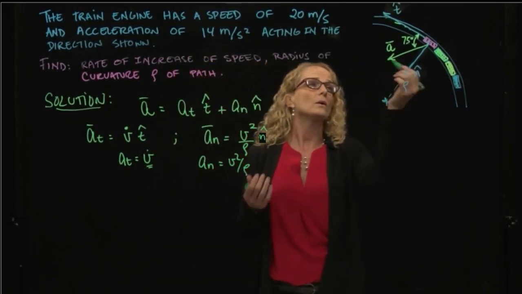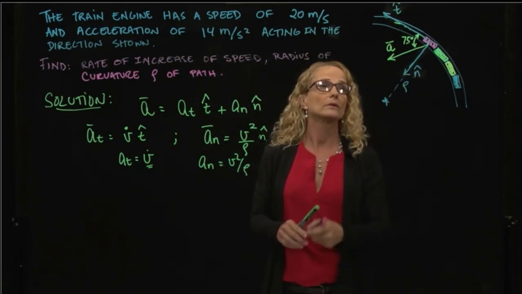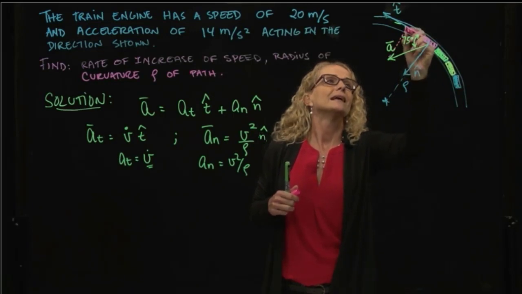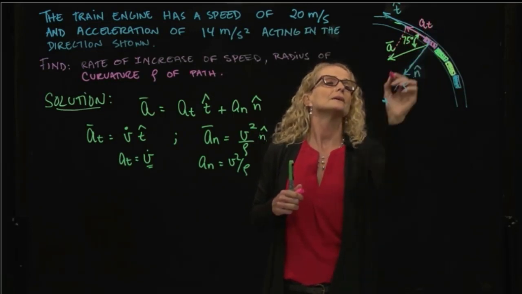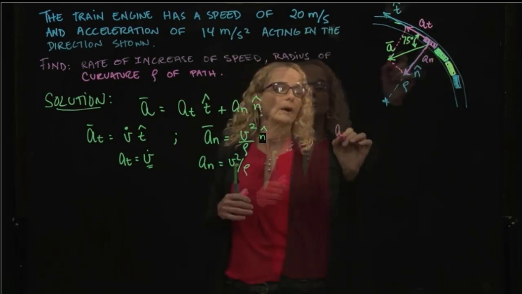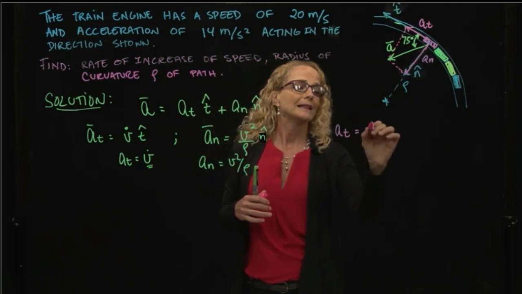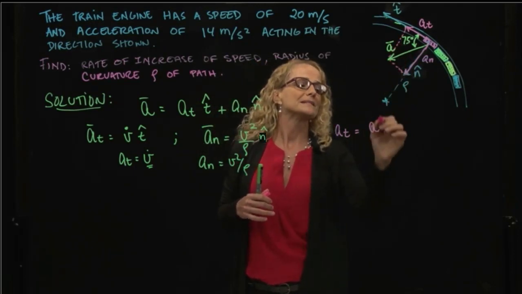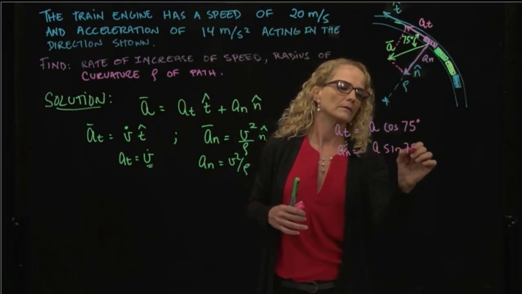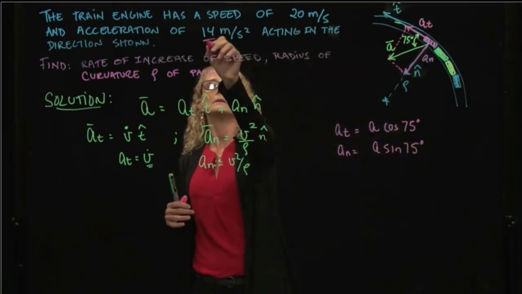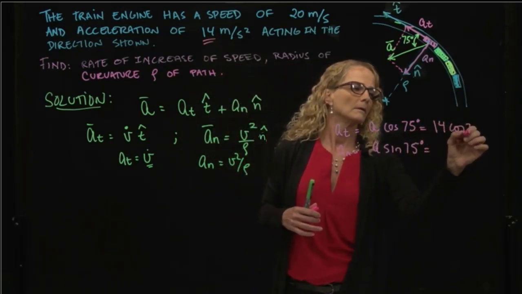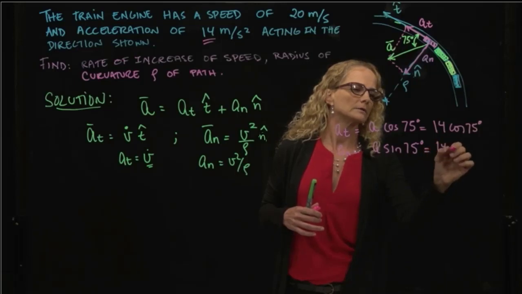What we do is decompose our acceleration. Let me go to another color. So we decompose the acceleration into the tangent acceleration and the normal acceleration. Our tangent acceleration will be the acceleration given times cosine of 75. And the normal acceleration will be times sine of 75. The acceleration is 14, so we can say this is 14 times cosine of 75, and this is 14 times sine of 75.